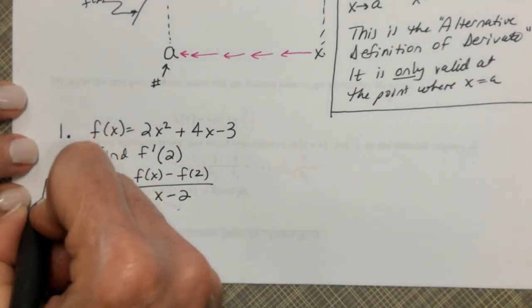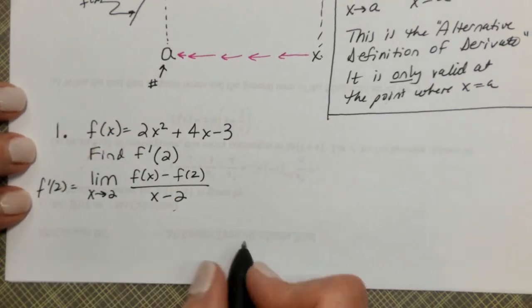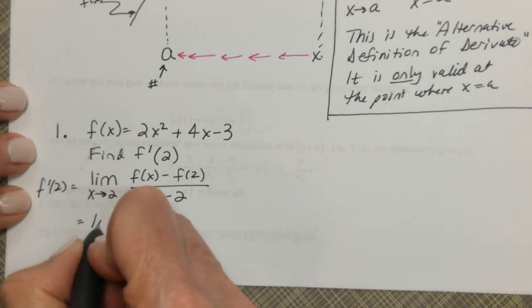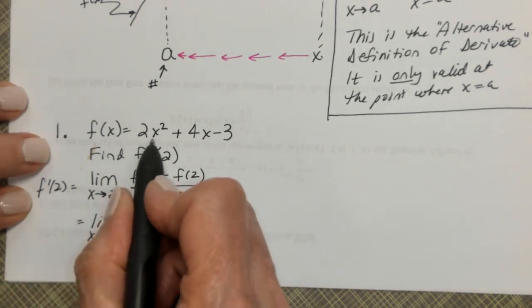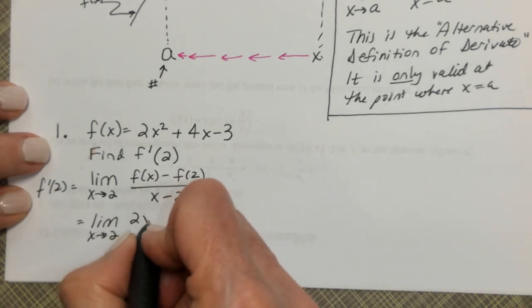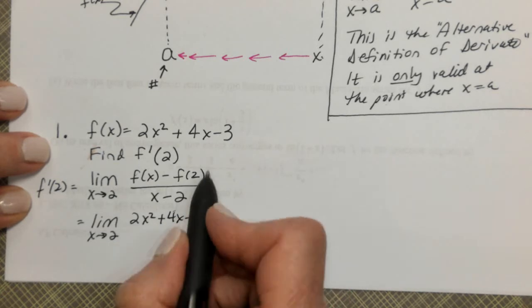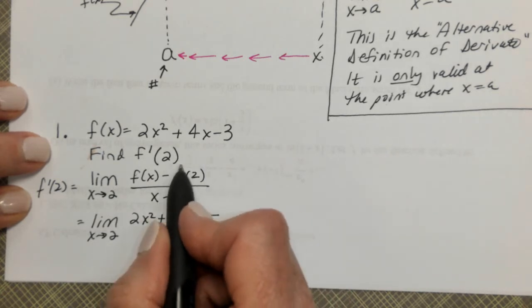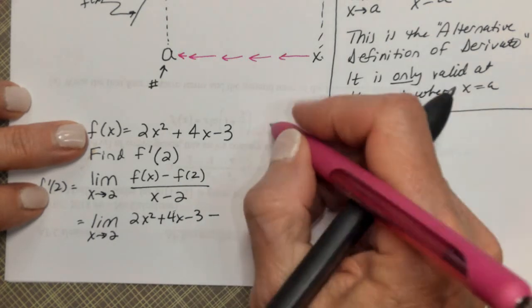Okay, this will be f prime of 2. So this is the limit as x approaches 2 of f of x. I know what f of x is here. Minus f of 2. Let's come up here, and I'm going to find f of 2.